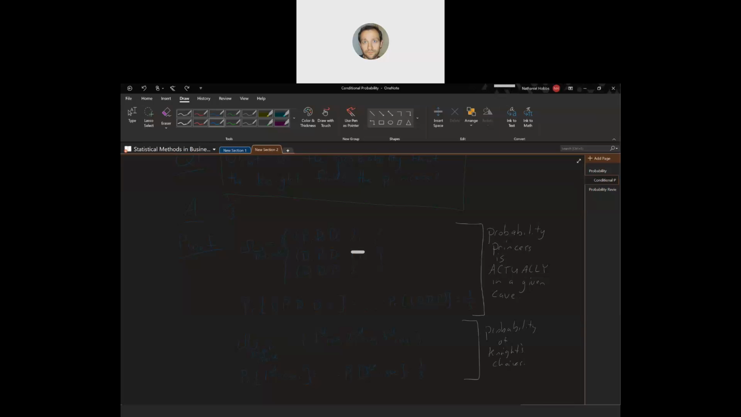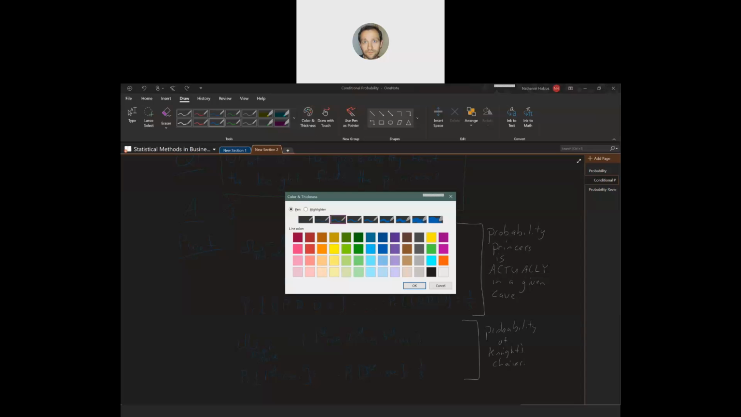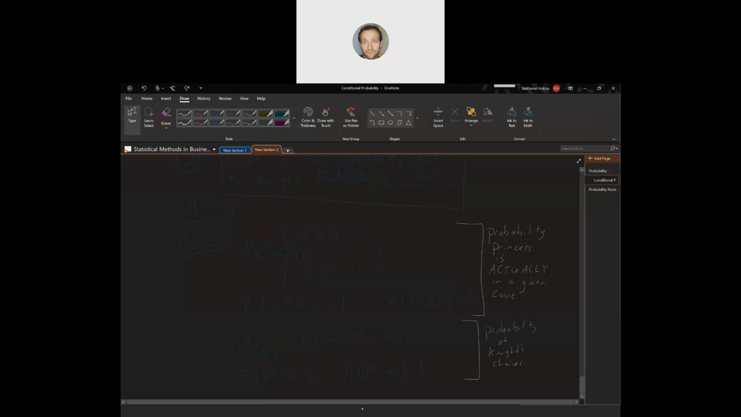Can you change the color? Sure. This blue color is no good. Yeah, let's... Here, I'll do a light blue. Okay, I want to keep both of these here.